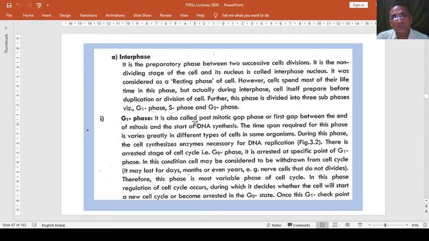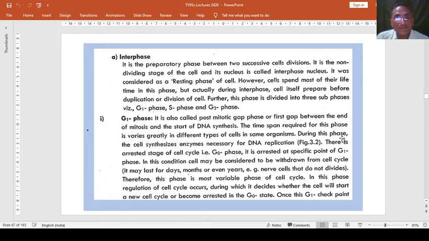G1 phase is also called the post-mitotic gap phase, or first gap between the end of mitosis and the start of DNA synthesis. Means pre-DNA synthesis phase. The time span required for this phase varies greatly in different types of cells in the same organism. Even though the organisms are same, the division time may be different. And as we have seen in the previous figure, this time is about 10 hours in the first phase.